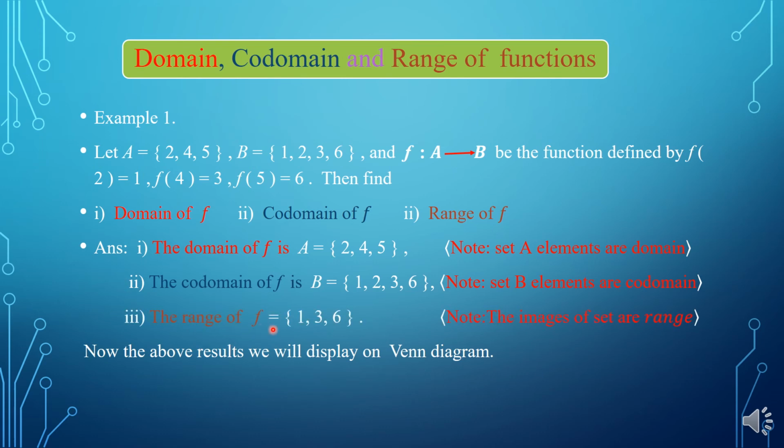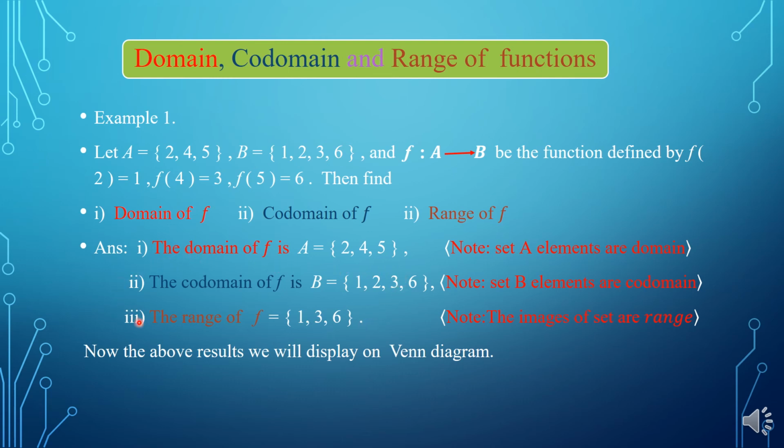Now the range of a function. Do you know what the range of a function is? It is the output the defined function gives us: 2 gives us 1, 4 gives us 3, and when we put 5 it gives us 6. These outputs are called the images of the function f, the range of the function.